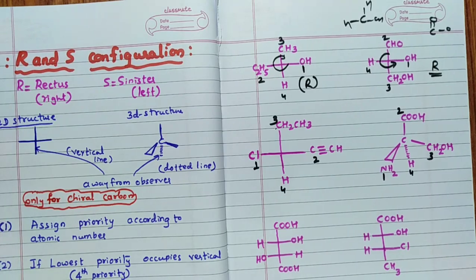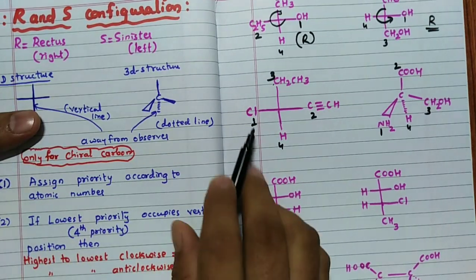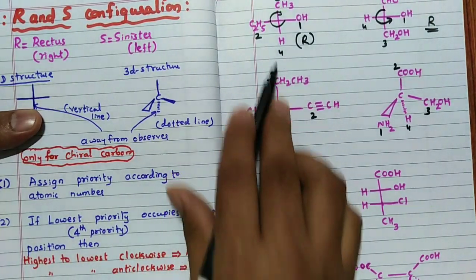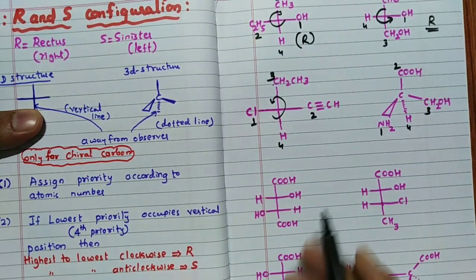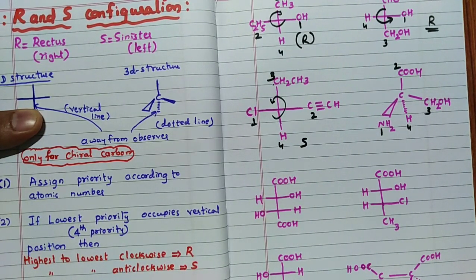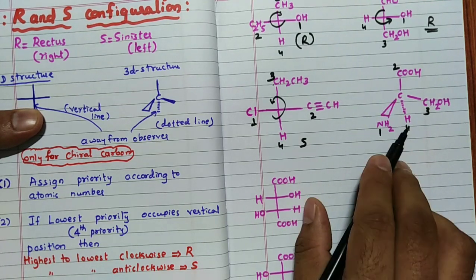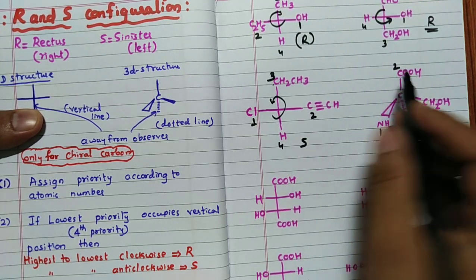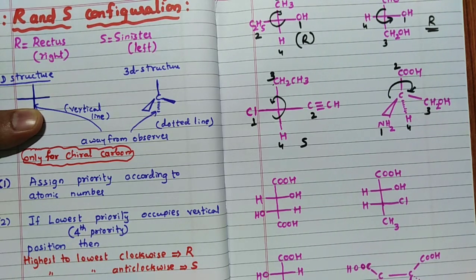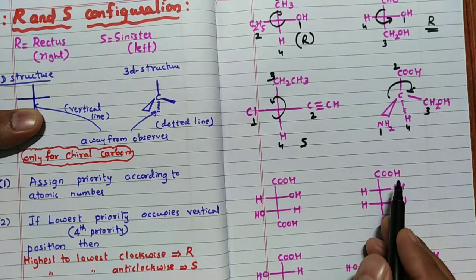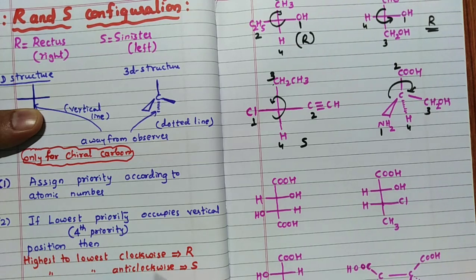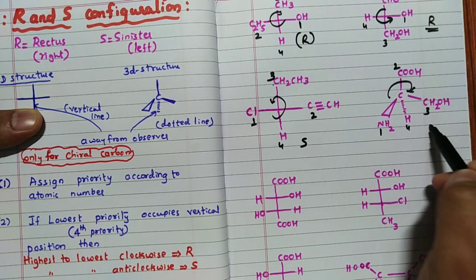So if you have not understood, go through the video once again. Fine. Here 1, 2, 3. See, fourth priority in the vertical position. Immediately you can write. So here hydrogen is away from the observer, dotted line, away from the observer. So 1, 2, 3 like this. 1, 2, 3 means what? So in this particular case, clockwise direction, away from the observer. Away from the observer means vertical position. So hence our configuration is R.